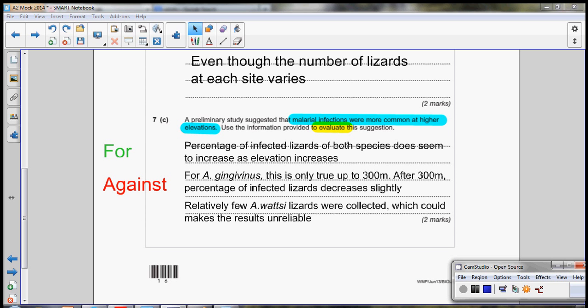Here's the answer that I've come up with. We said that in general the percentage of infected lizards of both species does seem to increase. As we go higher up the percentage increases. However, for A. gingivinus, there was a slight decrease after 300 metres, so that could be a point against it. Looking at the table, it does seem like relatively few A. wattsi lizards were actually collected.